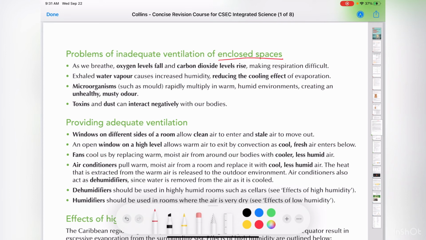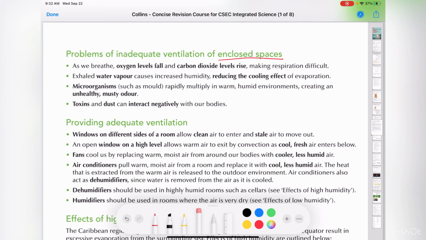Now if we are in a closed up room for a long period of time, it takes a little while, but eventually it's going to make respiration difficult because of that lower level of oxygen and higher level of carbon dioxide. Think about if you are in a locked car without the air condition running, no ventilation. Eventually you're going to get very stuffy in there. It's going to be very difficult to breathe. So it's something to take note of.